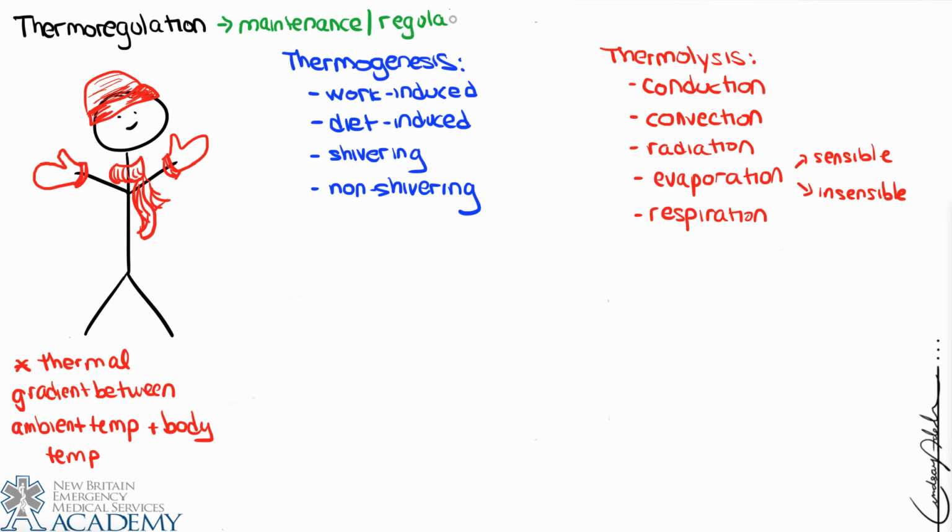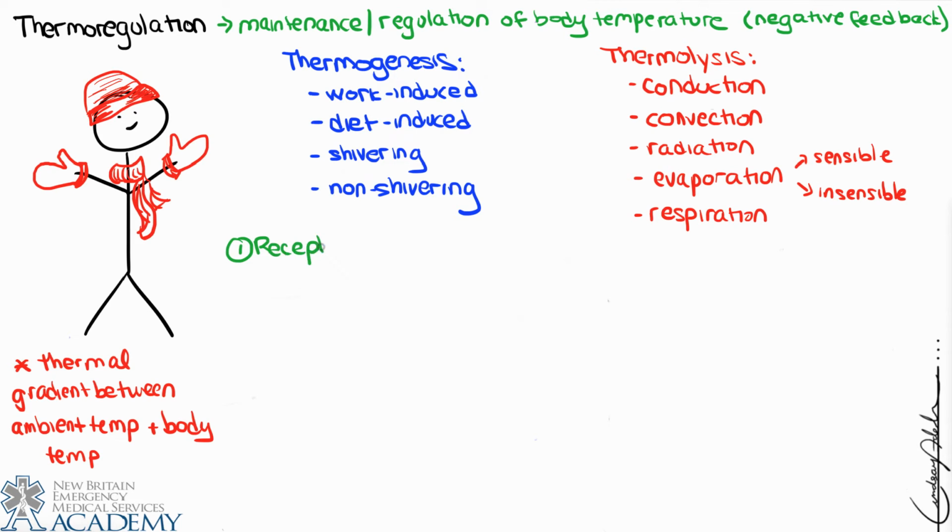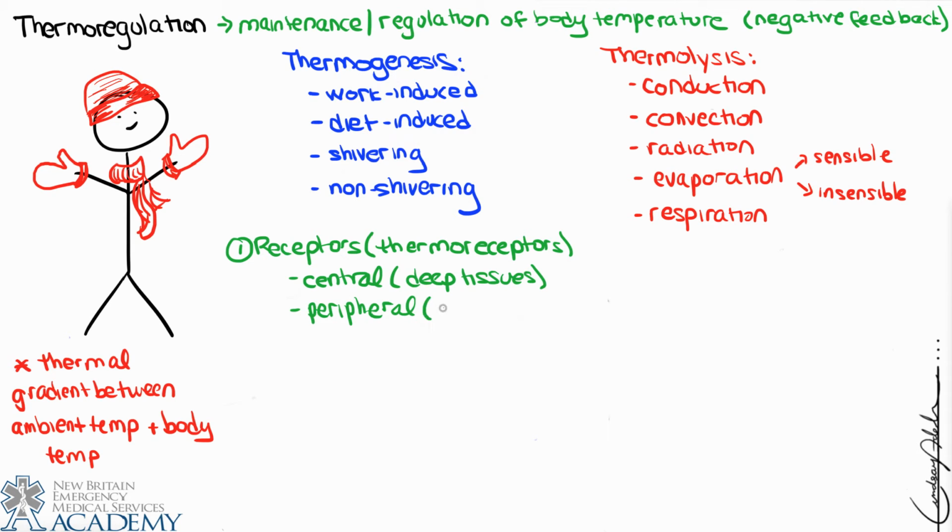So the maintenance and regulation of body temperature occurs through negative feedback. And when we review negative feedback, we think about receptor, control center, and effector. So our receptors are actually thermal receptors or temperature receptors. And there are central receptors, which lie deep in tissues, and peripheral receptors, which lie in the skin and mucous membranes. And as it turns out, there are actually many more cold receptors than there are heat receptors.